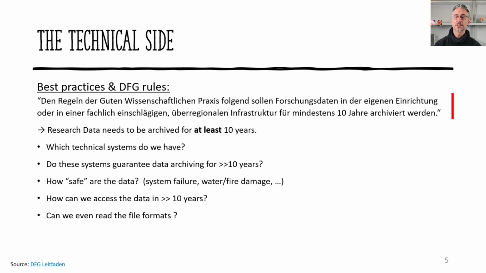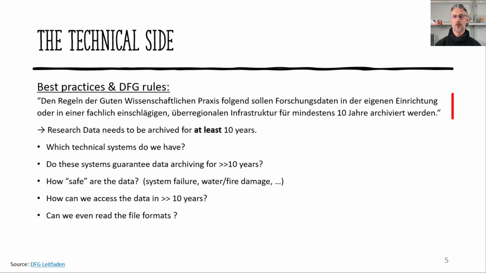There's one side, the technical side to it. Let's quote the DFG rules first. Following the rules of good scientific practice, research data should be stored for at least 10 years. That means we need to have technical systems that are guaranteed to be there for at least 10 years. So which technical systems do we have available, or do we need to build some? What happens beyond those 10 years? Will this data be useless? Will it be deleted? Will it be given to the community in a different repository?